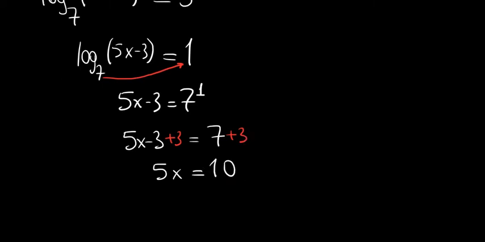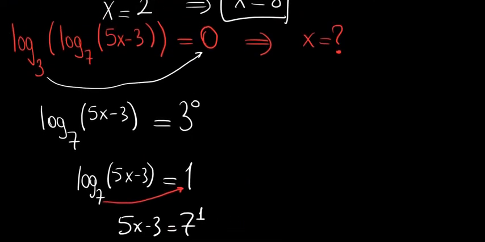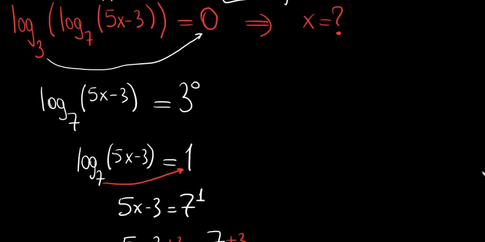And now I can divide both sides by 5. So let's divide both sides by 5. So 5 and 5 are going to be cancelled out on the left side. So on the left I have only x, and 10 divided by 5 is going to be equal to 2. So this is going to be the solution to this equation. So x is going to be 2 here.